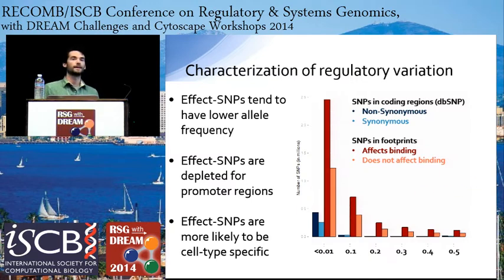We also saw that these effect SNPs tend to be depleted in promoter regions, about within 300 bases of a TSS. And they're also more likely to be cell type specific. What I mean by that is that they sit in the binding sites of motifs of factors that are only active in like 5 or fewer tissues.